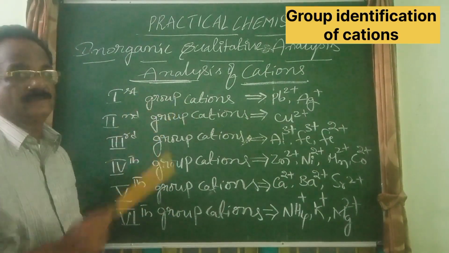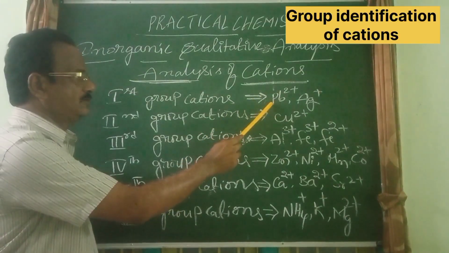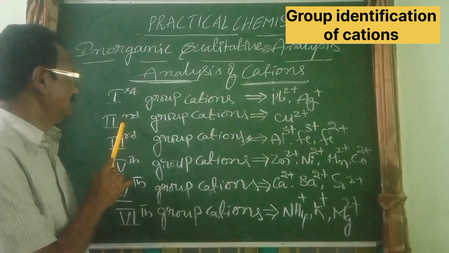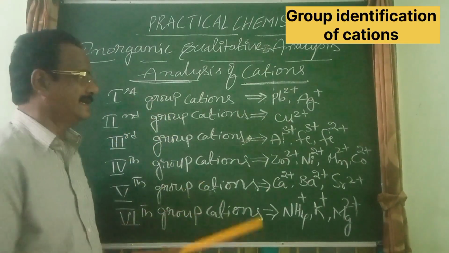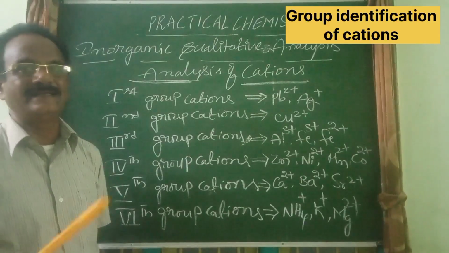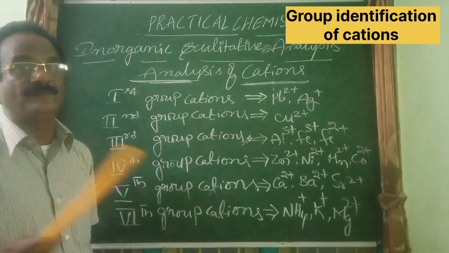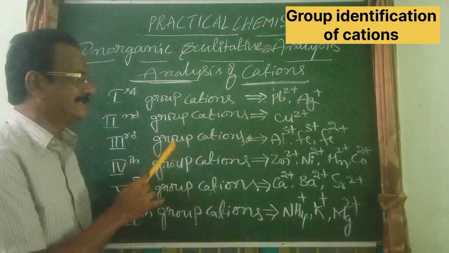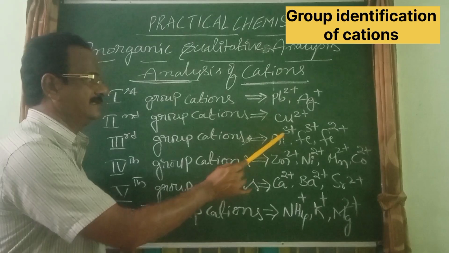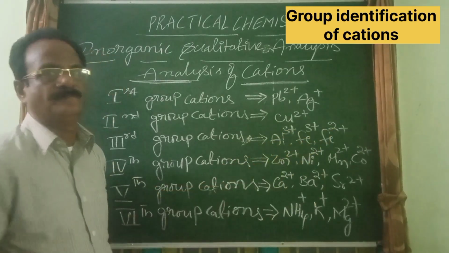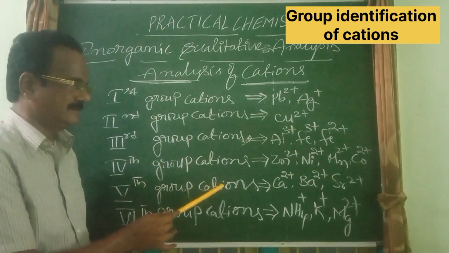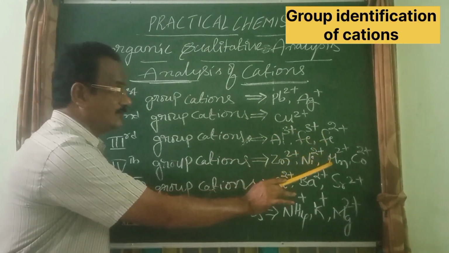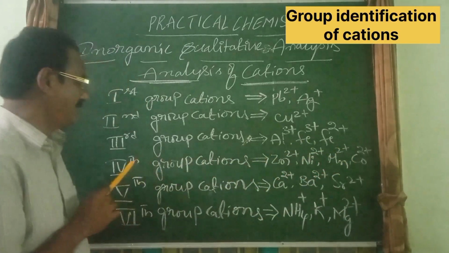The first group cations. In this group, Pb2+ and Ag+ are incorporated. Second group cations. This contains Cu2+ and Pb2+, some sorts of Pb2+. Third group cations. This group contains Al3+, Fe3+, Fe2+. Fourth group cations. Zn2+, Ni2+, Mn2+, Co2+ come under this group.